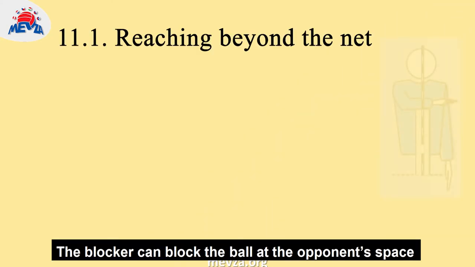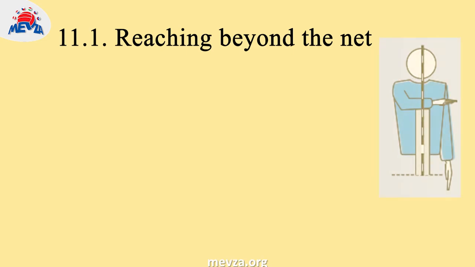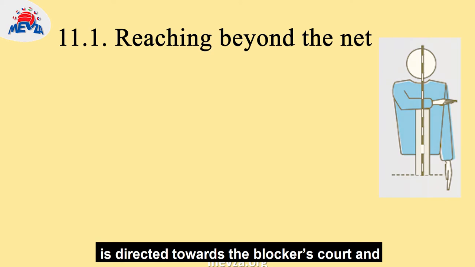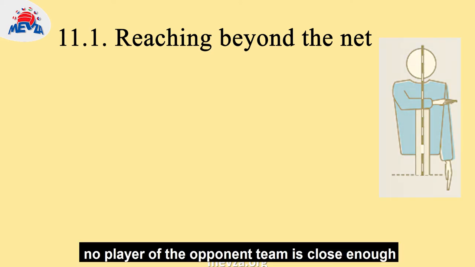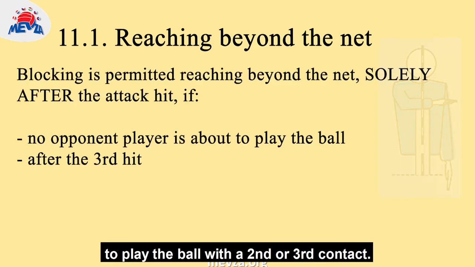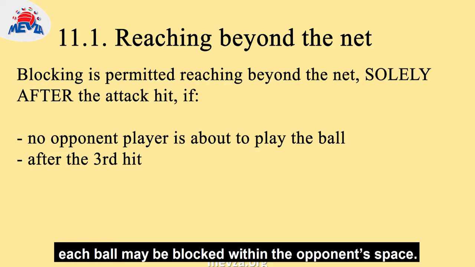The blocker can block the ball in the opponent's space only after the opponent's attack hit, under the following conditions. This ball, after the first or second contact by the opposing team, is directed towards the blocker's court, and no player of the opponent team is close enough to the net in that part of the playing space to play the ball with a second or third contact. After the third touch by the opponent, each ball may be blocked within the opponent's space.